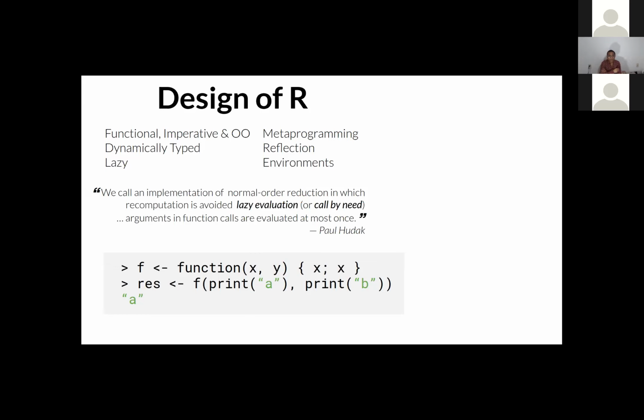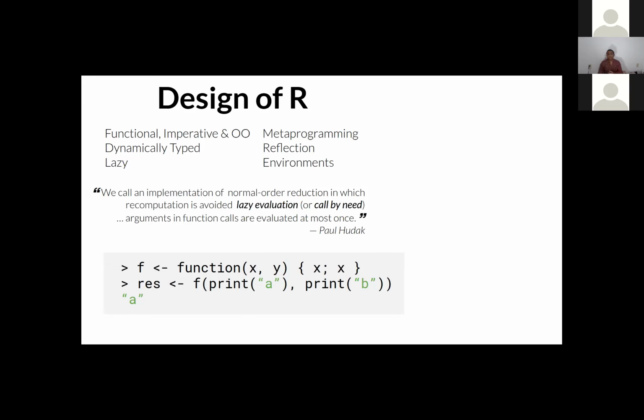And when we evaluate this call, we only see a being printed on the console. And the reason is that in the body of the function, only x is used, and x is bound to print a. Y is never used, and the language is lazy, so print b never gets evaluated. The other thing to notice is that a is printed only once, even though x is used twice. That's because arguments in function calls are evaluated at most once. So when x is used the first time, print a is evaluated, and a is printed on the screen, and subsequent uses of x use the result of evaluating print a the first time, so they don't recompute print a.